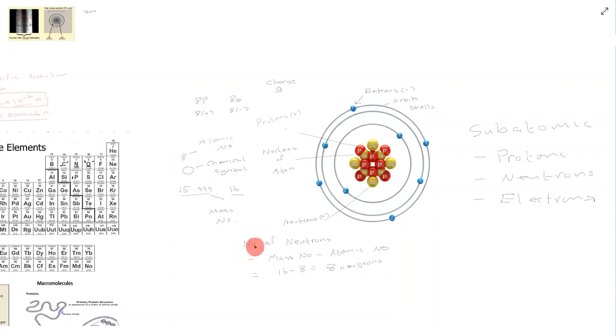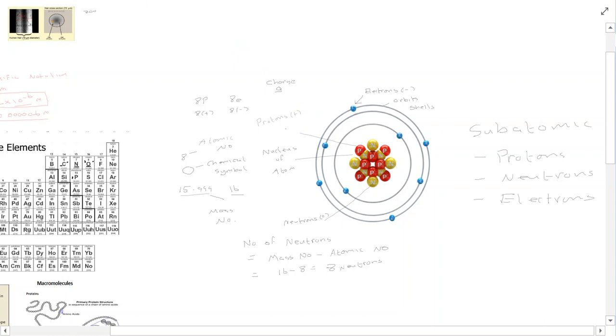Now, if you want to figure out the number of neutrons present within an atom of a particular element, the number of neutrons is equal to the mass number, which is the number that's here, minus the atomic number. In the example with oxygen, we have a mass number of 16 minus the atomic number, which is 8. So that means that we have 8 neutrons within the nucleus of the atom. Neutrons are neutral, they don't carry any charge.